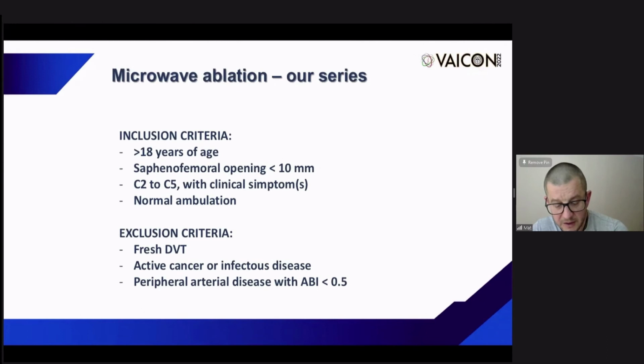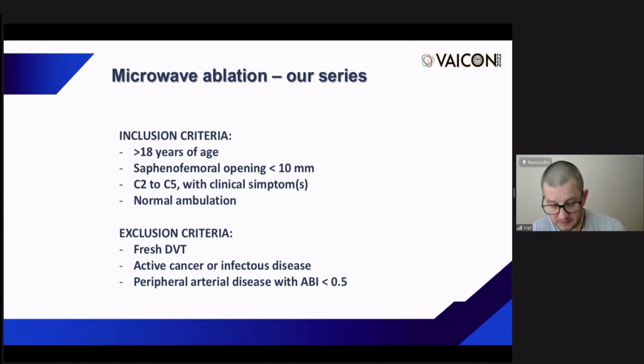About our series, we included patients older than 18 years with saphenofemoral opening measuring less than 10 millimeters and venous disease graded C2 to C5. Patients with active cancer or infective disease and also pregnant women were excluded from the series. Patients with past DVT or recurrent varicose veins were not excluded.